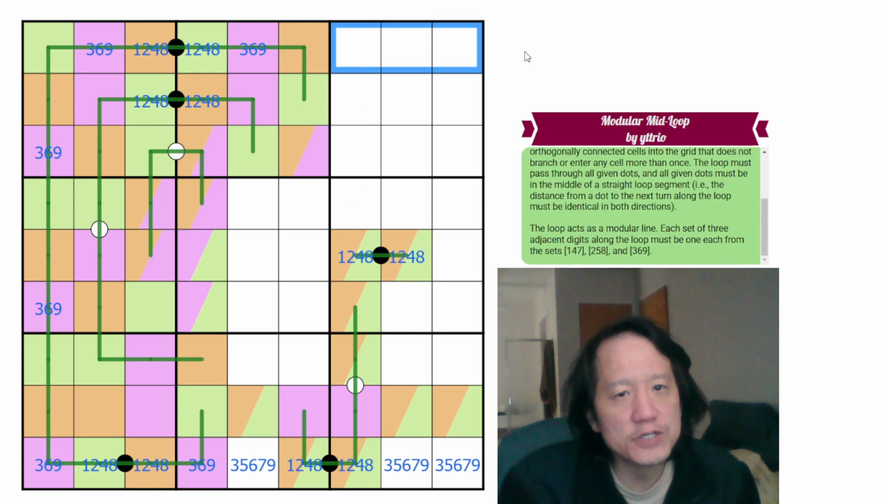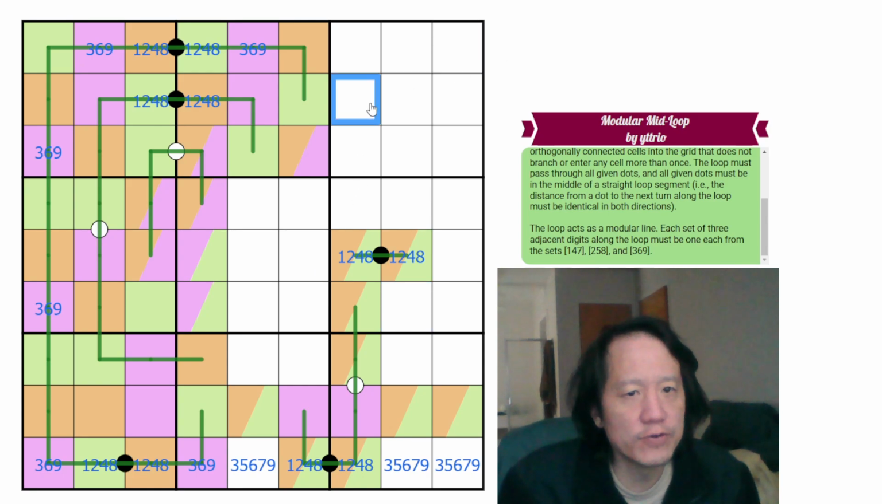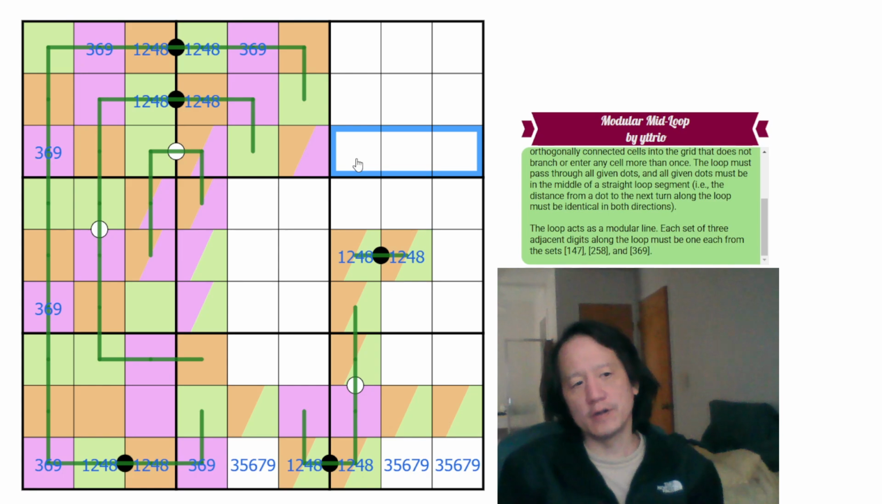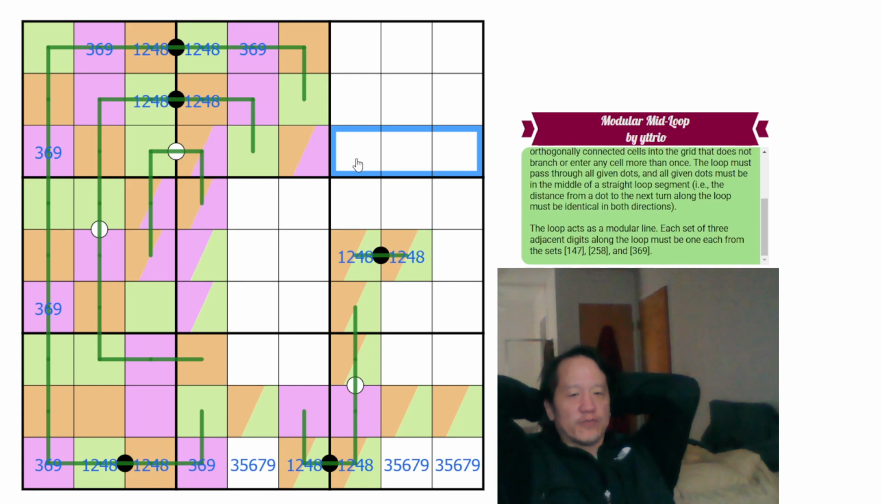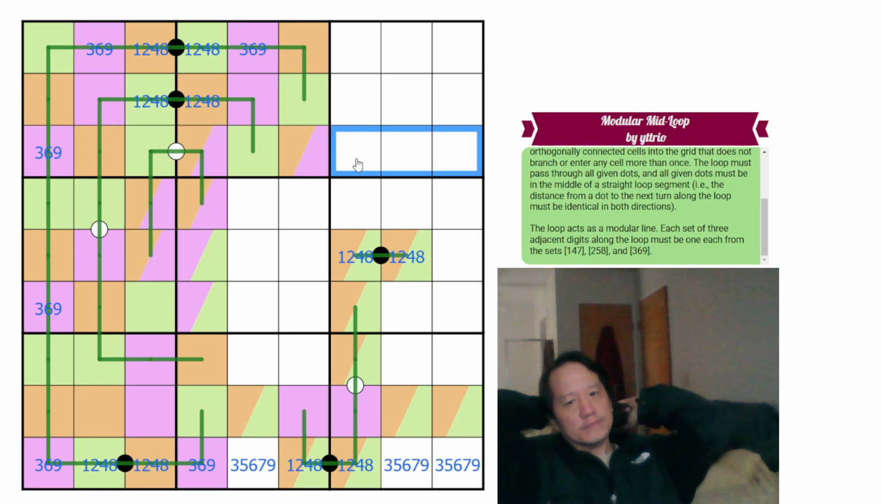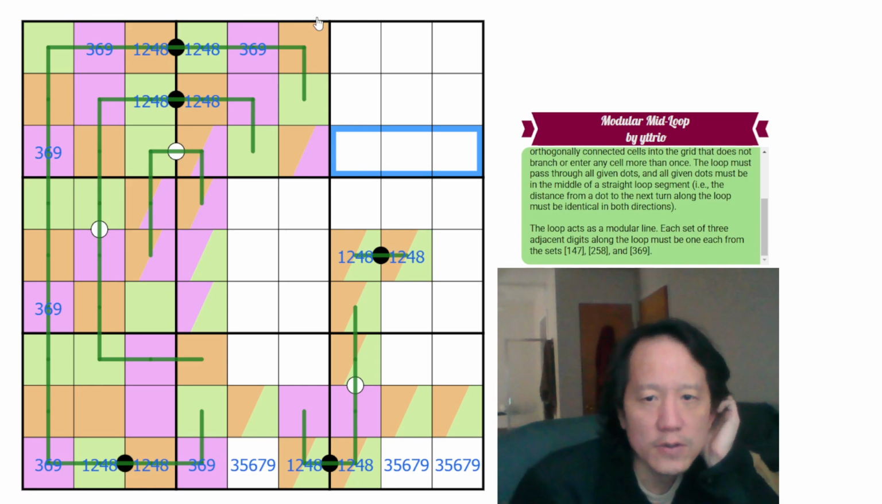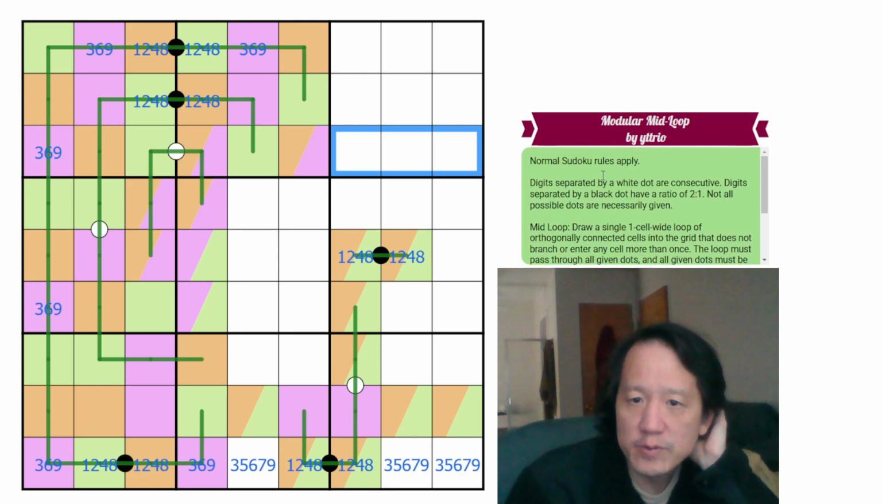We know there's one each of green, orange, pink here. There's one of green, orange, pink here. And there has to be one of each of green, orange, and pink there. That doesn't really tell us much information.